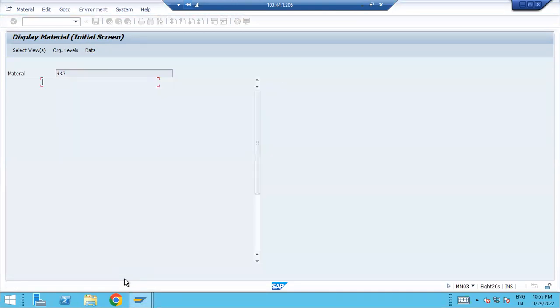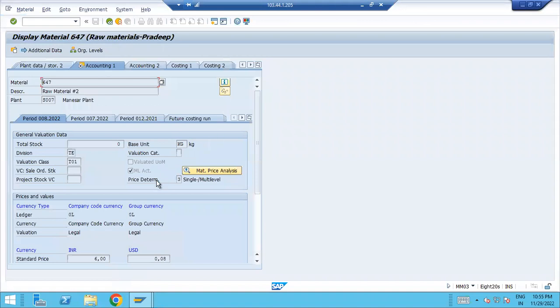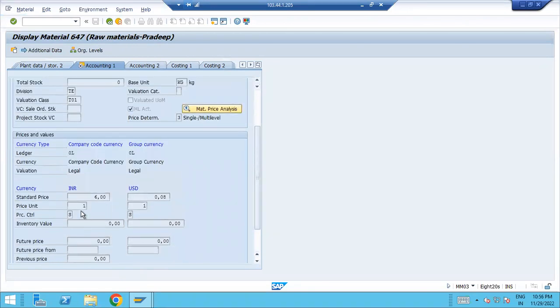This is my plant. You can see material ledger is active and price determination is activated with single and multi-level, that is our 3. The material master is maintained with standard price, so price control is standard price, and we will see the PUB also. Okay, let me create the purchase order.